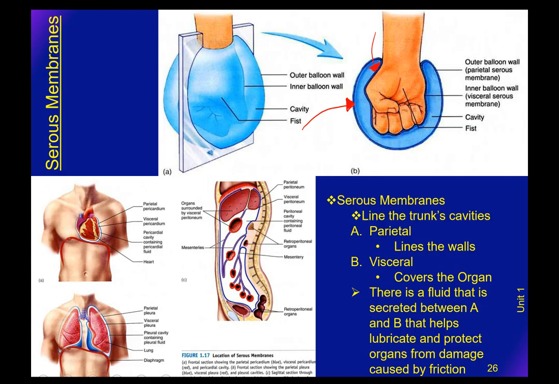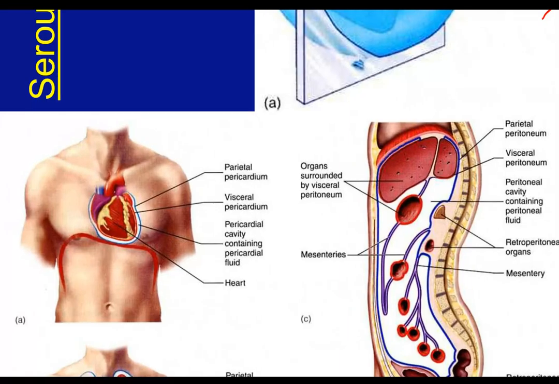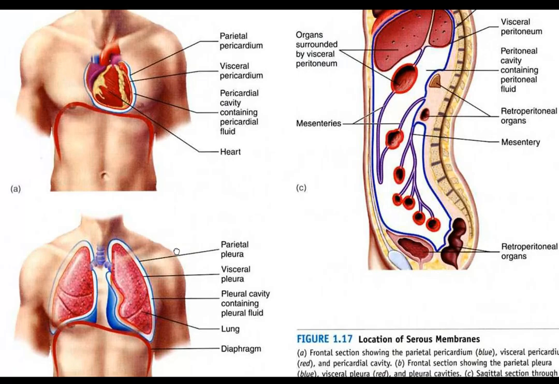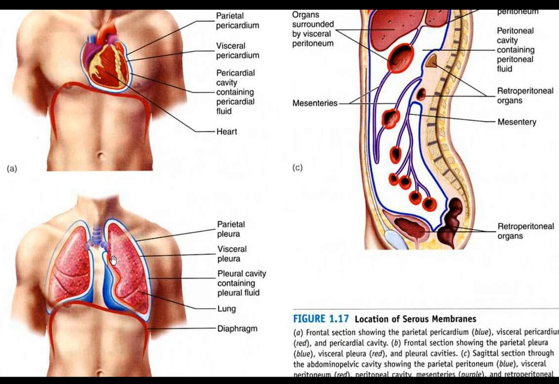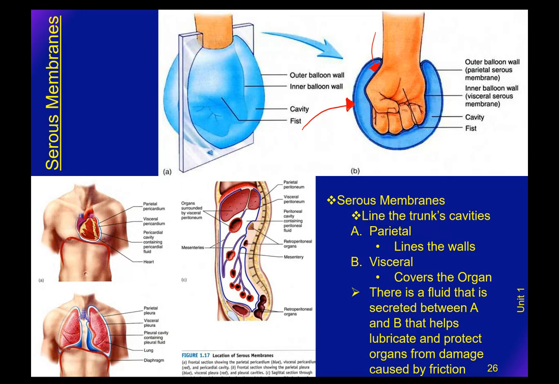If you look here, you'll notice that around the heart, I have this kind of blue outline, and then there's a space, and then literally right on top of the heart, I've got a red outline. Same with the lungs: right on top of the lungs, I've got a red, then that white space, and then this blue out here. These are the membranes. The one that lines the walls, the blue one, is the parietal serous membrane. It's the one that covers the cavity, not the organ.